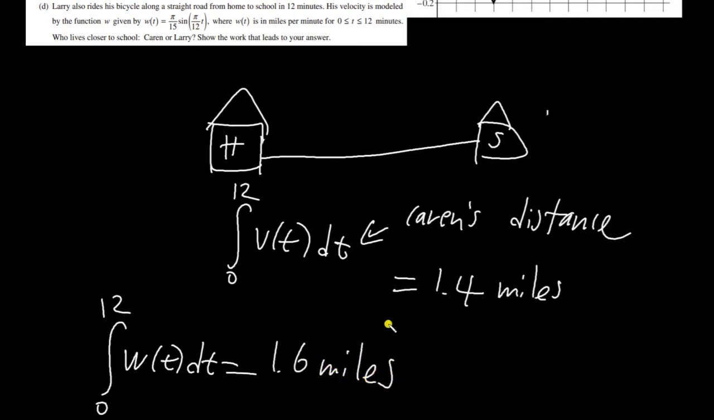Okay, so it's clear who lives closer to school. Karen lives closer to school because her distance is less than Larry's. Poor Larry. So the answer to the question is Karen lives closer to school because 1.6 is greater than 1.4.